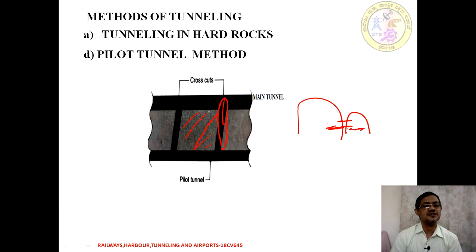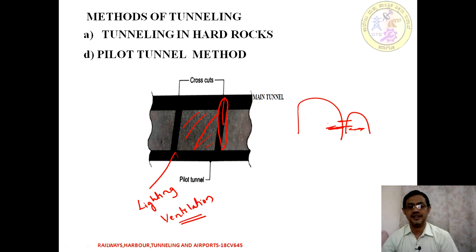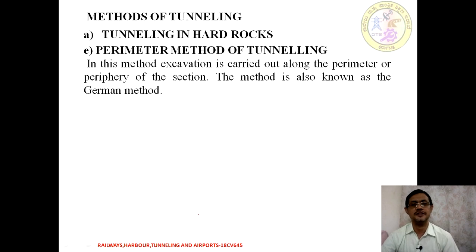These cross cuts are always helpful with respect to lighting, which is required for the construction. Apart from that, they also provide ventilation. So these two things are taken care of in the case of a pilot tunnel. That is the advantage compared to other methods.